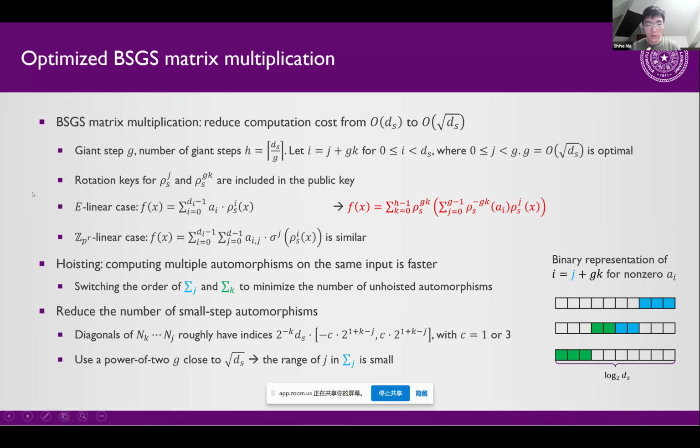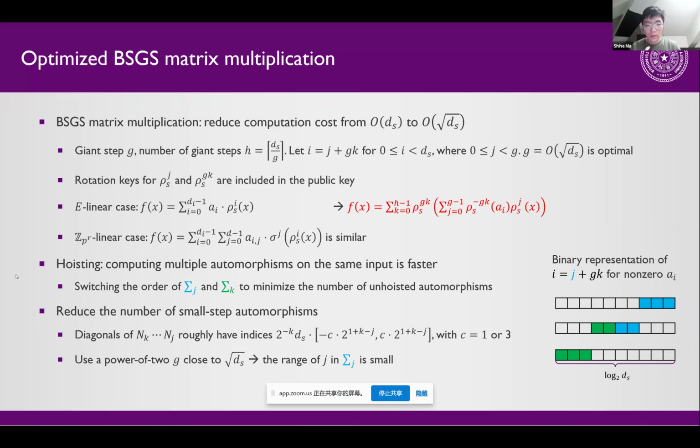So for an E-linear transformation, we can write it as two nested summations, one over k and one over j. And choosing g to be roughly equal to the square root of ds reduces computational cost from O(ds) to O(sqrt(ds)). And also we can compute multiple automorphisms on the same ciphertext faster than just computing them one by one.